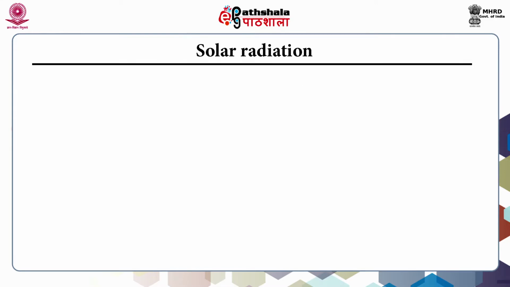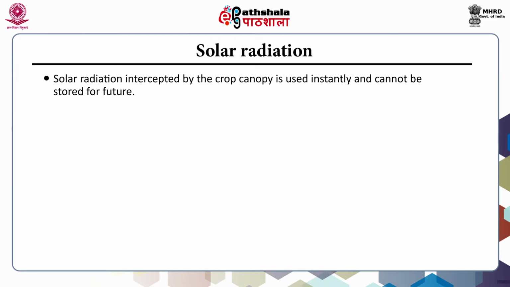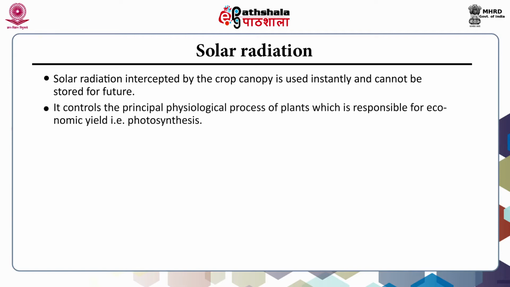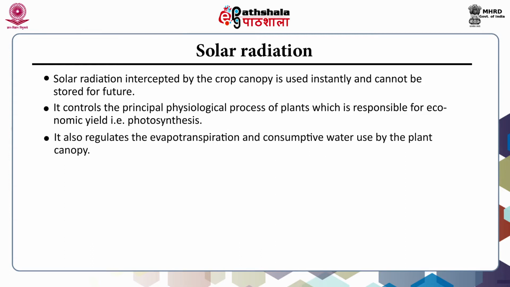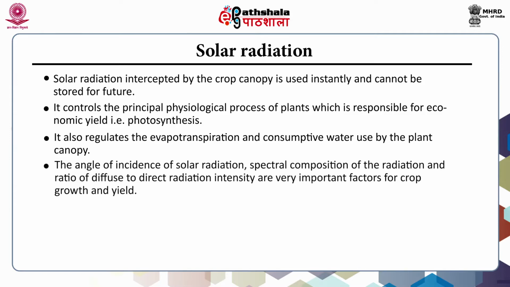Solar radiation. The solar radiation intercepted by the crop canopy is used instantly and cannot be stored for the future. It controls the principal physiological process of plants which is responsible for economic yield, that is photosynthesis. It also regulates the evapotranspiration and consumptive water use by the plant canopy. The angle of incidence of solar radiation, spectral composition of the radiation and the ratio of diffuse to direct radiation intensity are important factors for crop growth and yield.